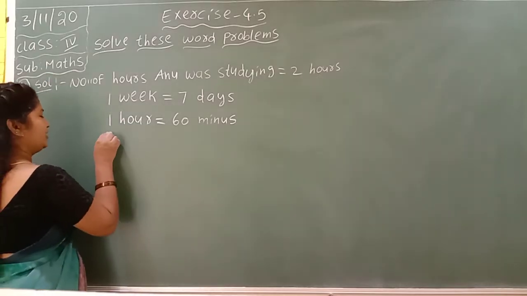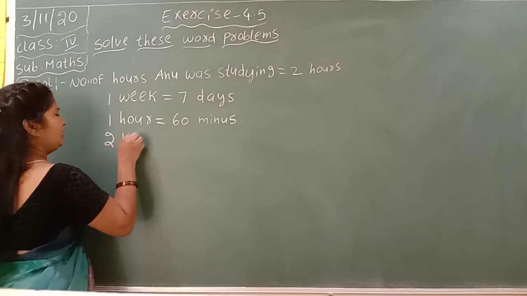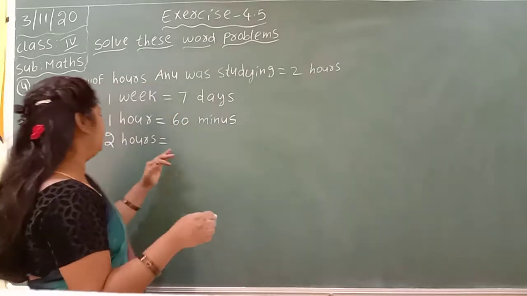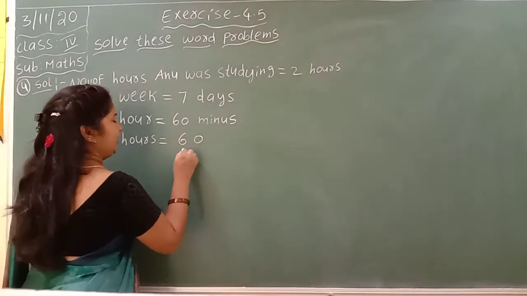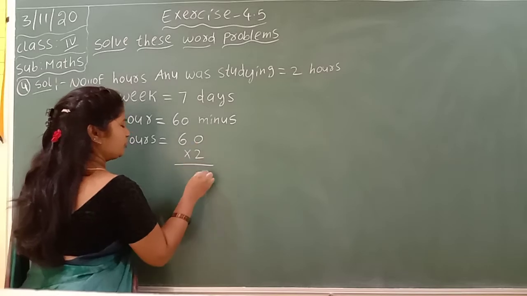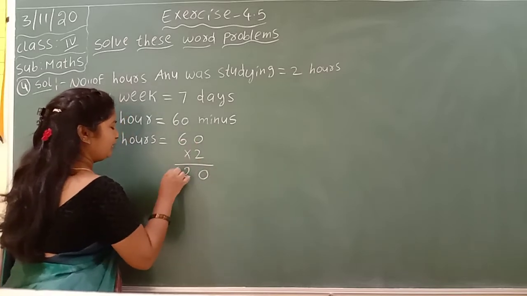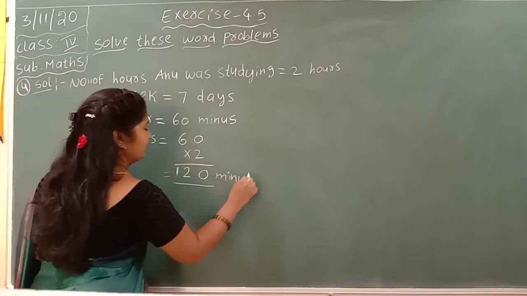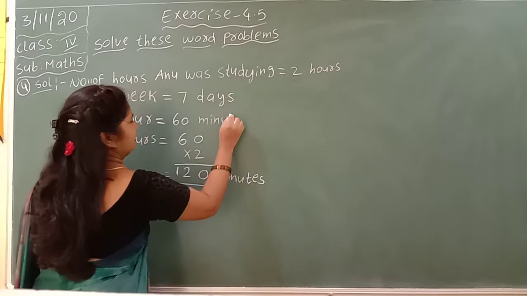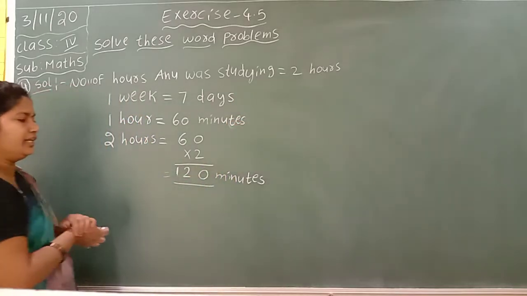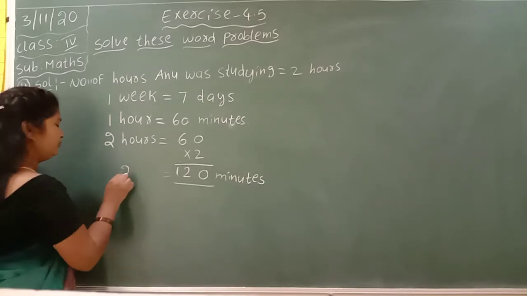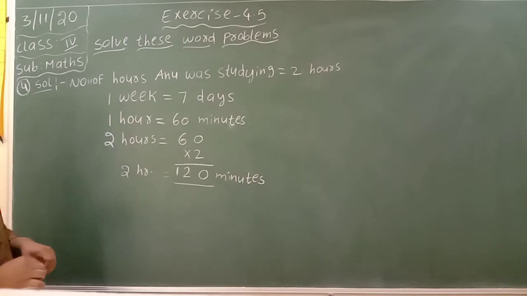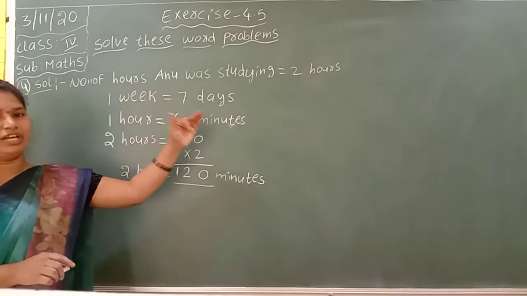Then 2 hours. We want to find 2 hours. Why? Because daily she studies 2 hours. Means 60 into 2. 2 into 0, 0. 2 sixes are 12. So, 2 hours is equal to 120 minutes. And daily she is reading up to 1 week.